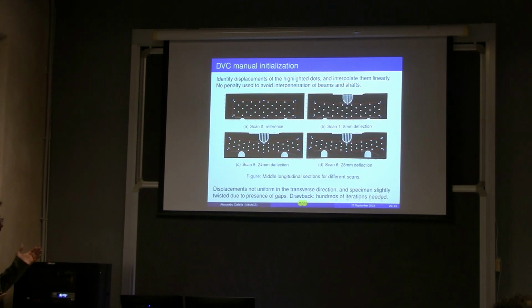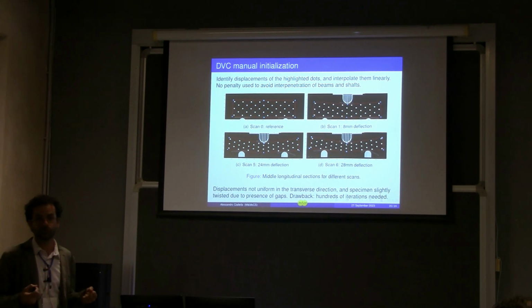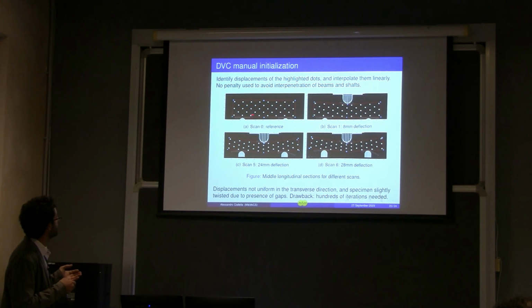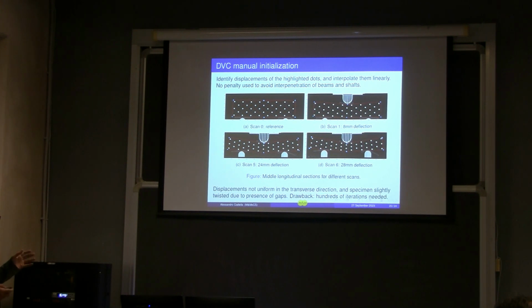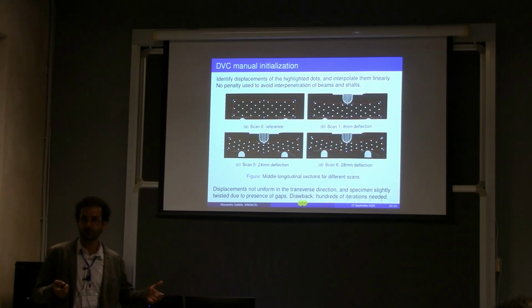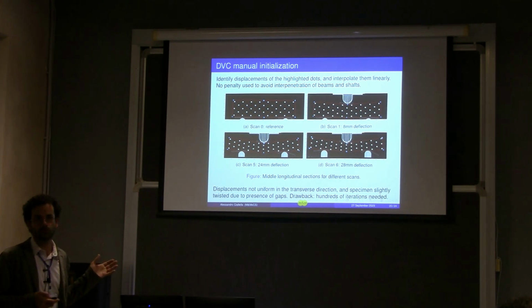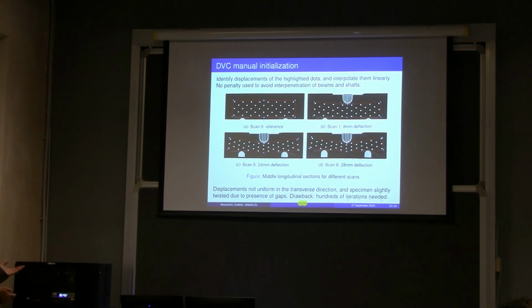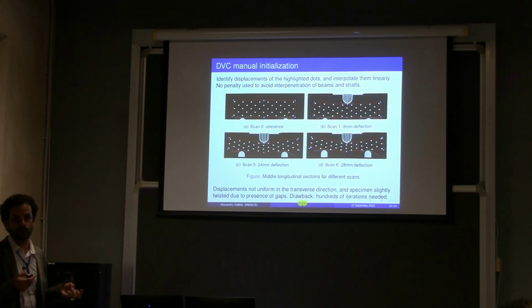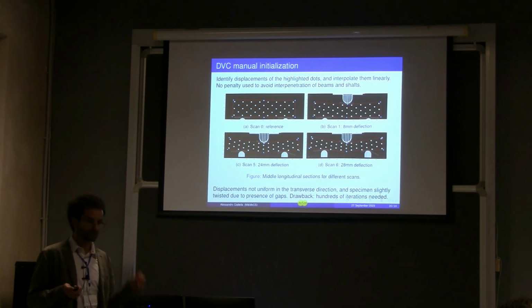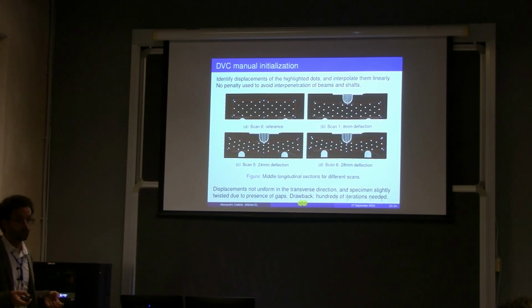But it was a nightmare. I mean, we needed a lot of iterations for converging. We had to assume uniformity in the transverse direction, which is not true in this case. So we were able to find good results in the end, but this was not the best way to proceed. But why didn't we proceed with the model-driven initialization? Because we didn't trust our model.